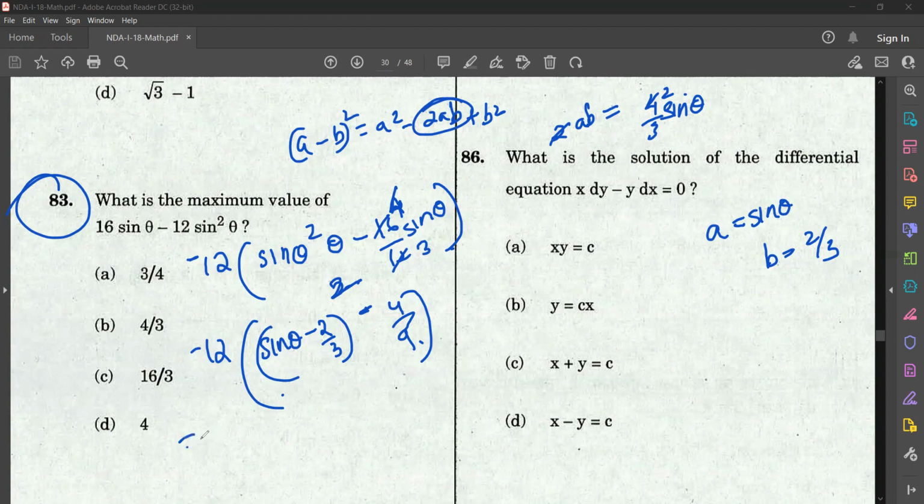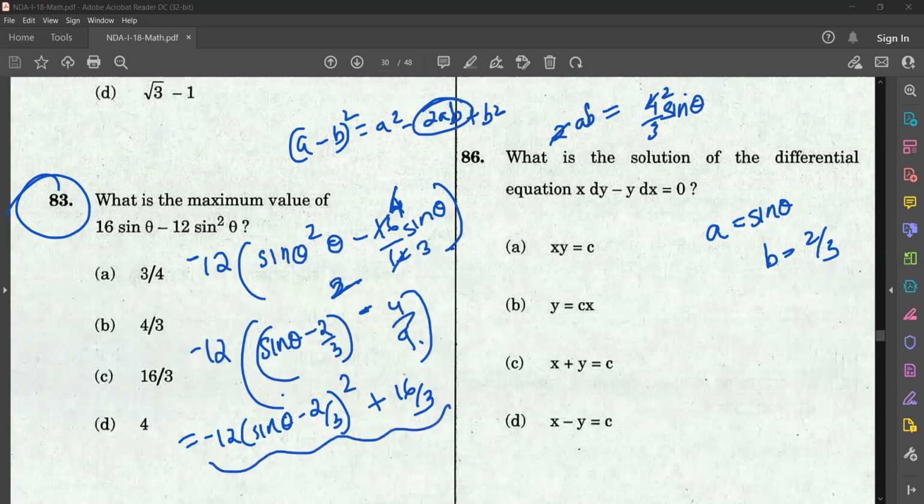Now just open the bracket. So this will become minus 12 times sine theta minus 2 by 3 the whole square, plus 16 by 3. So what could be the maximum value of this function? Our function is this much. What would be the maximum value of this function? Maximum value of this function is 16 by 3. So the answer is option C, 16 by 3. Okay, so just go through.